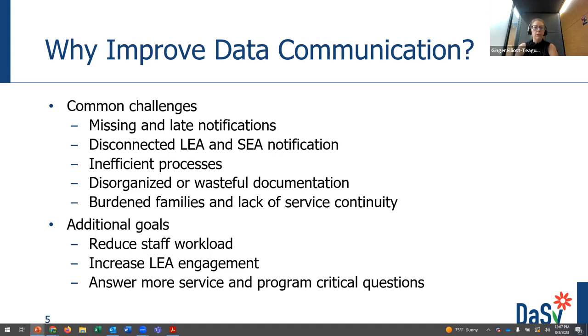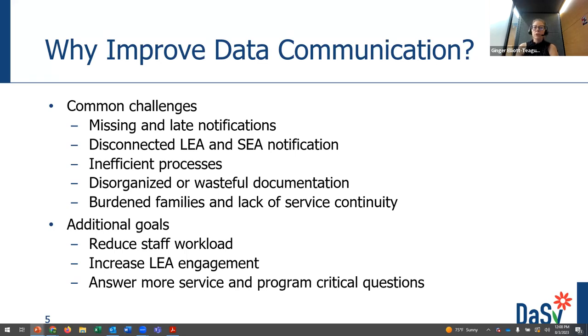Or you may have some other challenges that we haven't listed here. And I won't ask you to raise your hands, but think about which of these your offices have faced recently. And if none of these, we want to hear from you about what's working well in your state. But we know that whether you have these challenges or not, you may have additional goals that you want to try to meet.